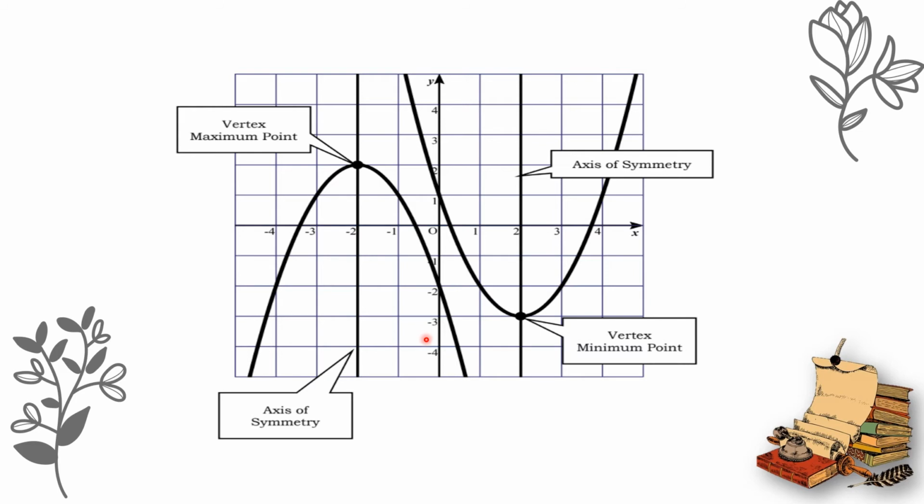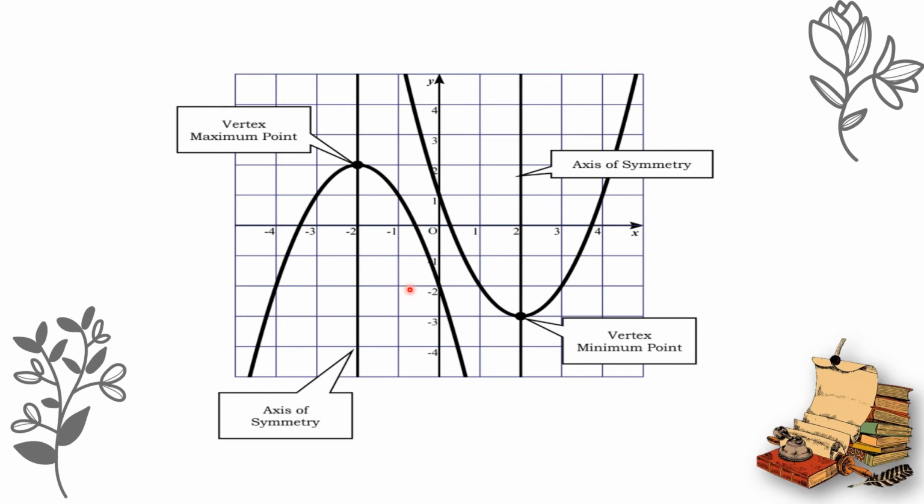There is a line called the axis of symmetry. Ito po yung axis of symmetry, ito po, which divides the graph into two parts, such that one half of the graph is a reflection of the other half. So, ito po, kalahati niya pong ito, ay reflection po nun dun sa kabila.